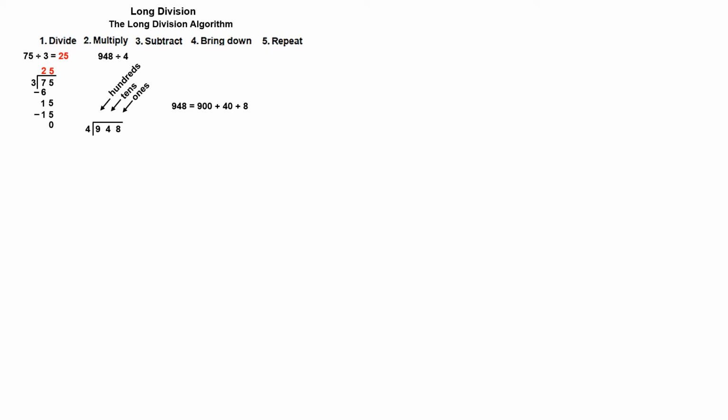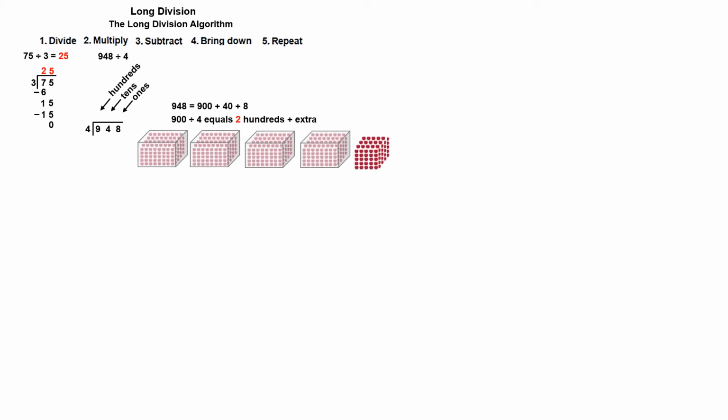Dividing 900 by 4, we get 200s and some extra. So we put that 200s right above the 900s. The second step is the multiplication step. Multiply the 4 and the 2 and put the answer right under the 9. 4 times 200 equals 800.